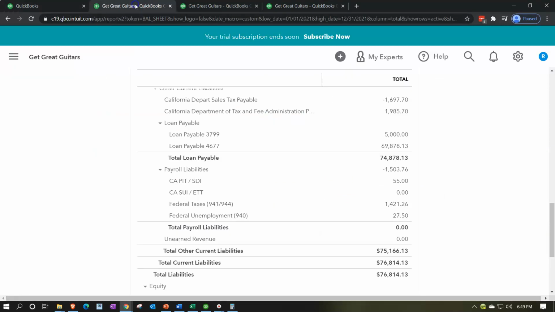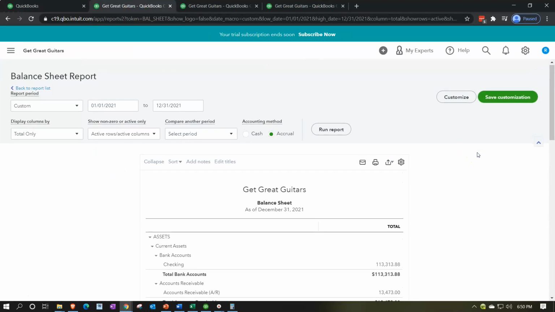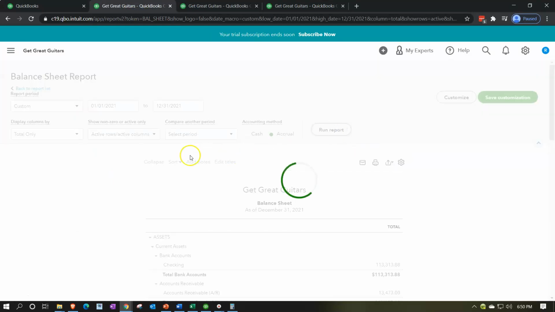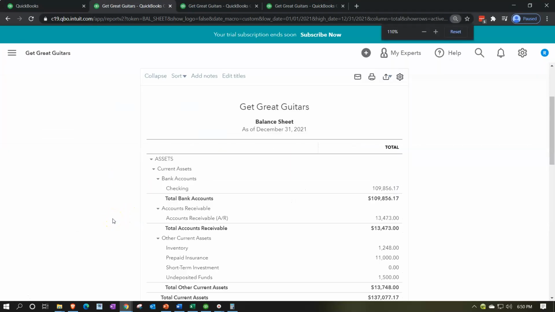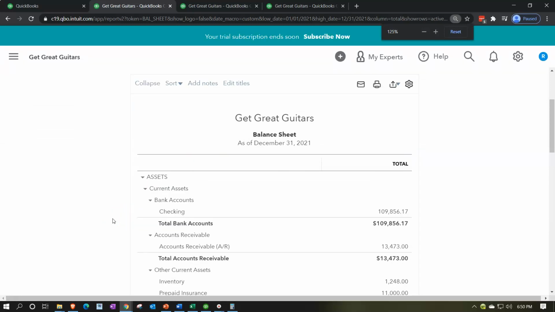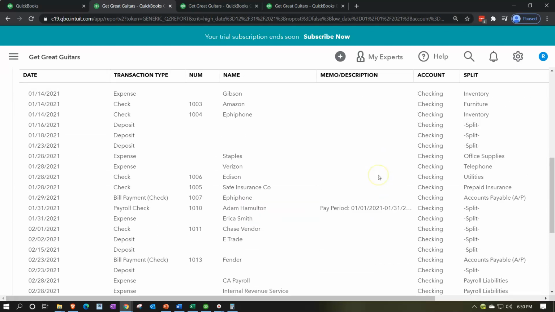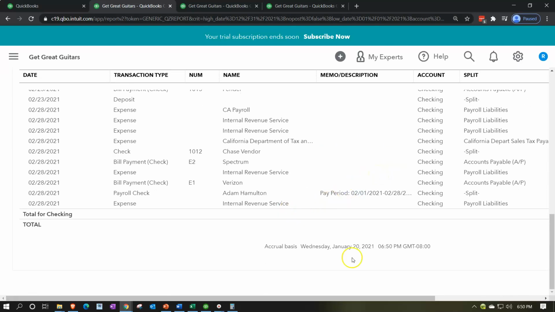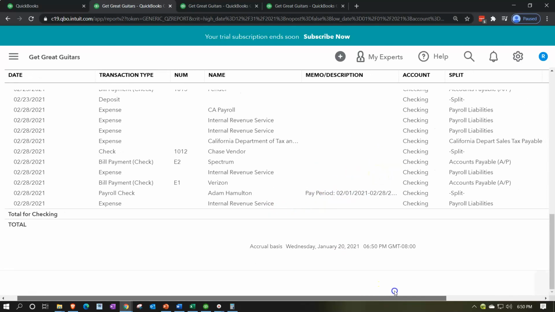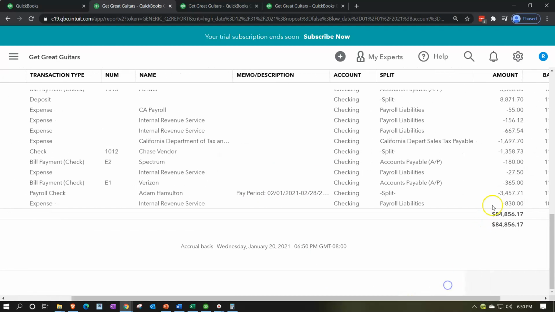If I go then to our balance sheet, scrolling back up on the balance sheet and running the report. If we go into the checking account here, scrolling down in the checking account, then we have the expense down below for Adam. So there it is. This is the net check, not the expense. Cash goes out $3,457.71. That's for the net check that went out.